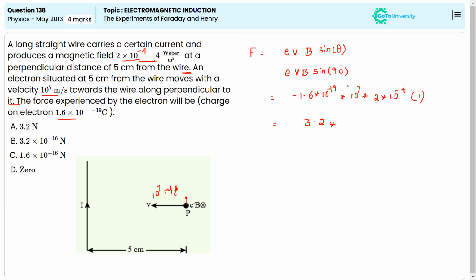Plus 7, so minus 23 plus 7 becomes 10^-16. The force is in terms of Newton. Here the negative sign denotes the direction of the force. That's it. Then we got the value 3.2 × 10^-16. So option B is the right answer.